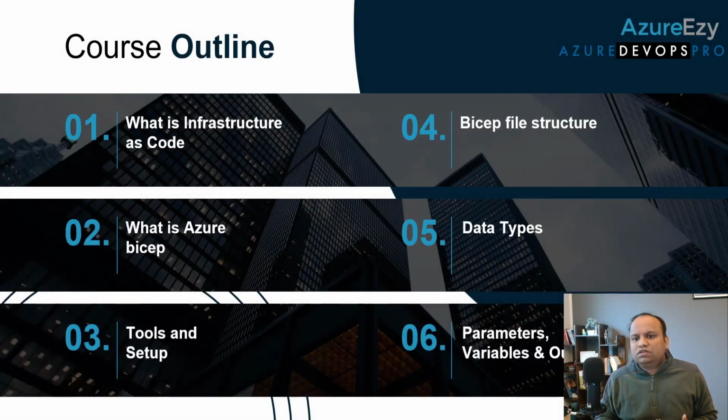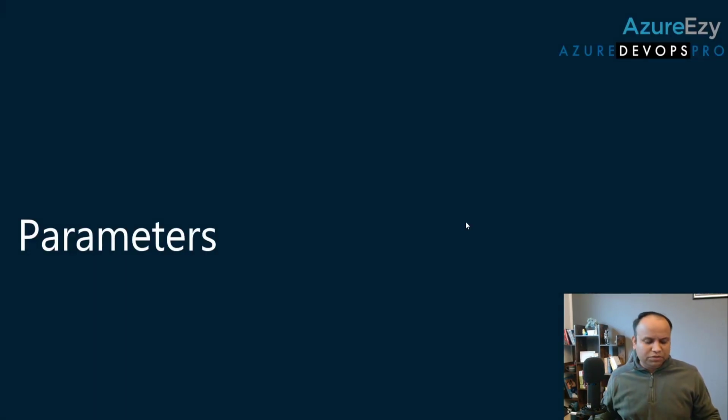So far we have discussed these things, and today we are going to discuss parameters, variables and output. Before I continue today's session, I just give you the brief of all the different lessons we have done so far, until data types. If you have not watched the previous sessions in this series, I recommend you watch them so that you get the basic fundamentals of Bicep, and then you can continue from here. Okay, so let's go ahead and talk about parameters first.